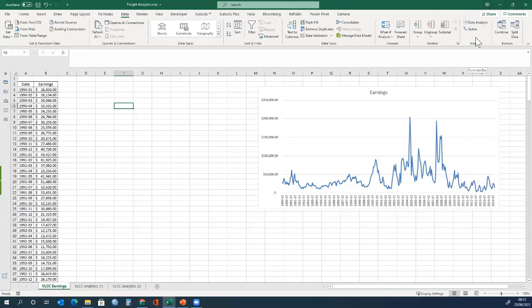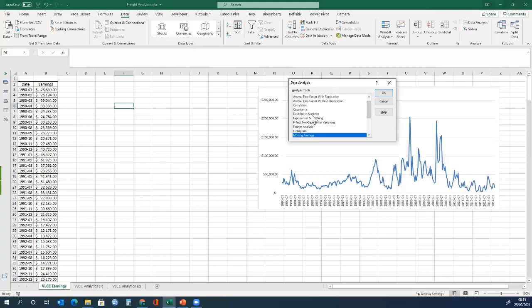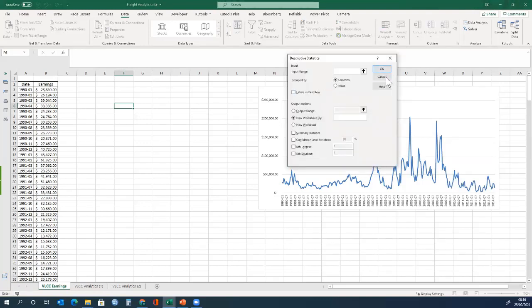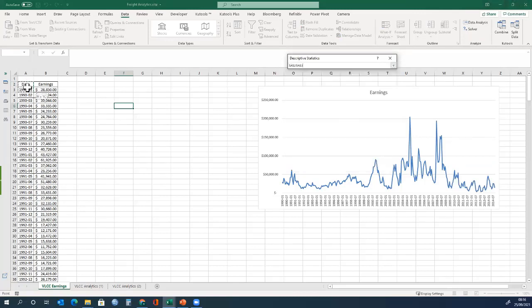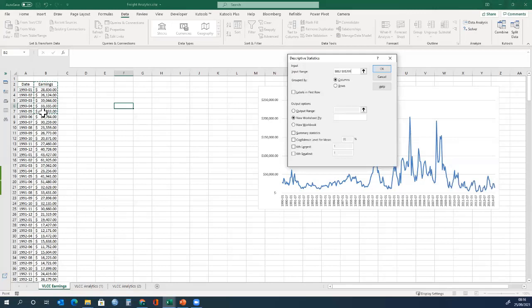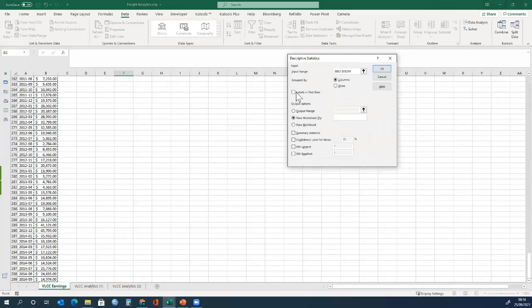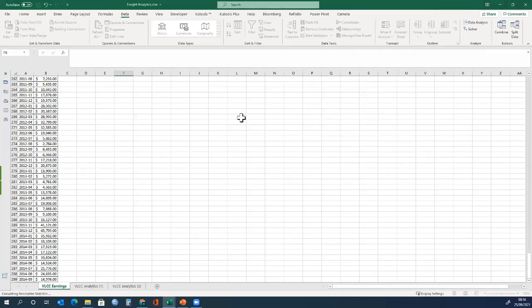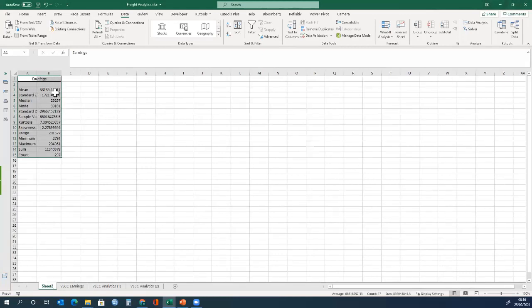To do this, we go to Data, Data Analysis, and click on Descriptive Statistics. If you don't have the Data Analysis tab on your spreadsheet, you can select the Analysis Toolpack from the Excel Add-ins category. Input the data range here in the Descriptive Statistics. Select the data with the earnings. Tick the label box, Summary Statistics, and click OK, and it has given us some basic statistics.